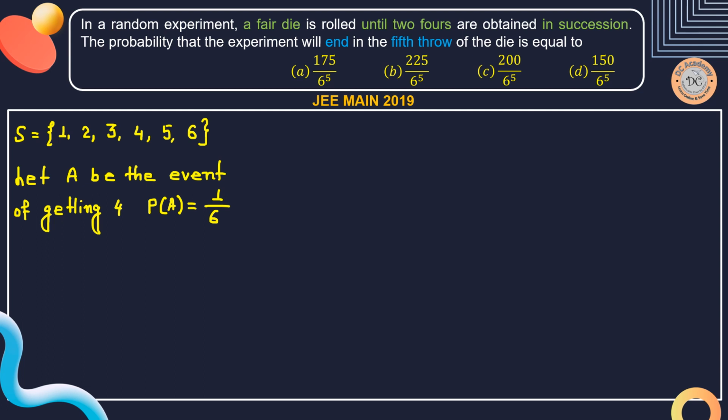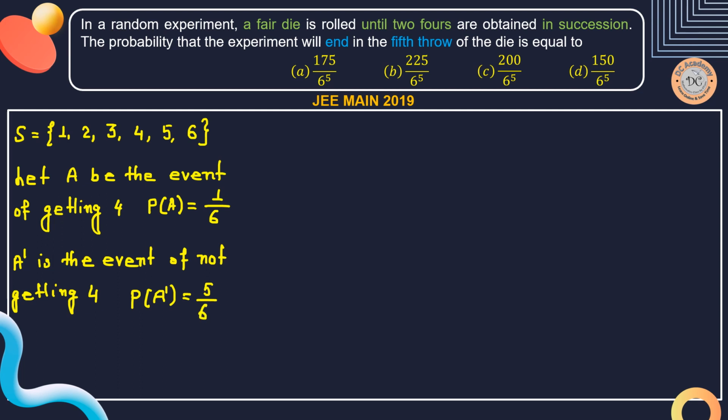Now if I try to find A complement, it's actually the event of not getting 4. That means we can get anything except 4. That means we can get 1, 2, 3, 5, 6. So probability of A complement is equal to 5 by 6, or we can easily obtain it by 1 minus probability of A. That's it. So you obtain probability of A and probability of A complement.